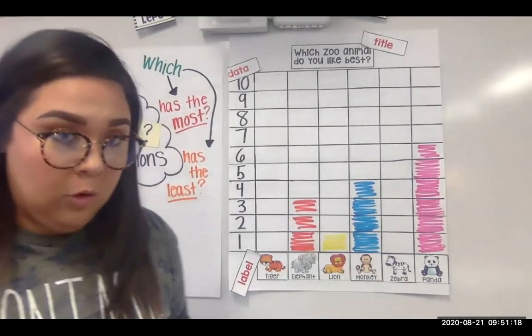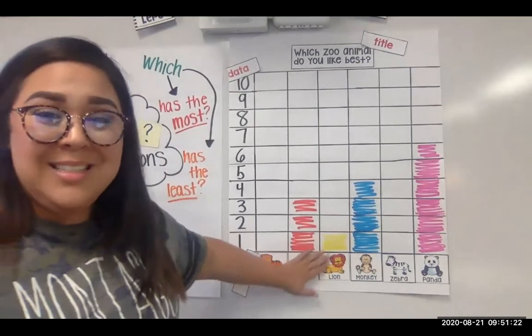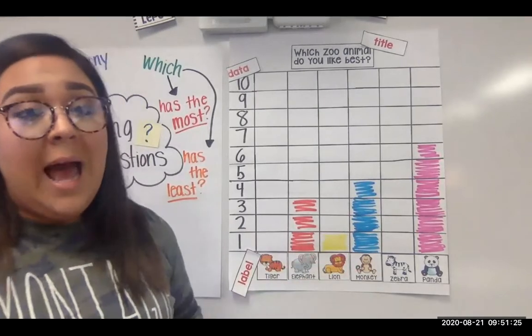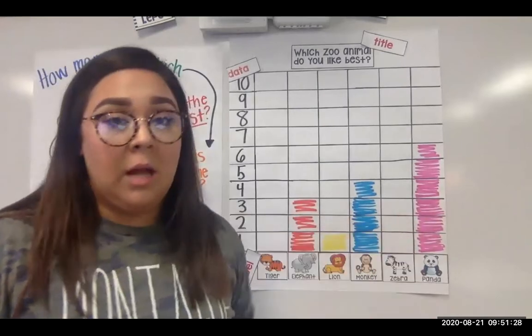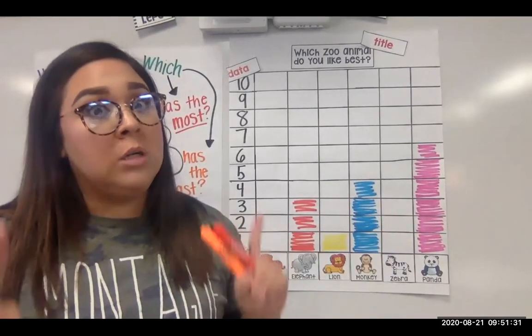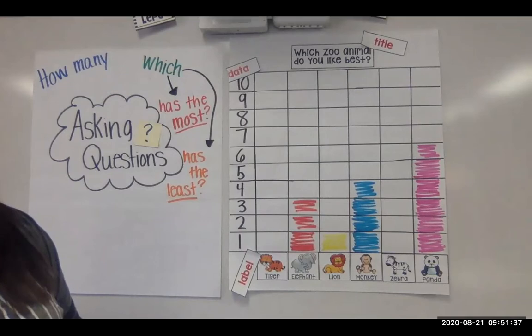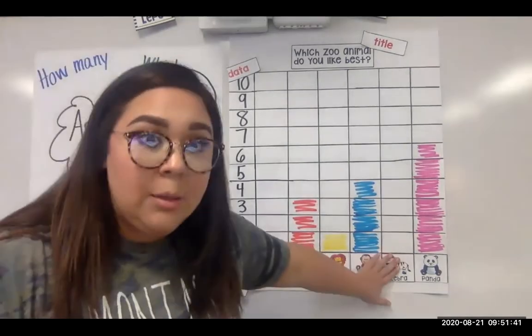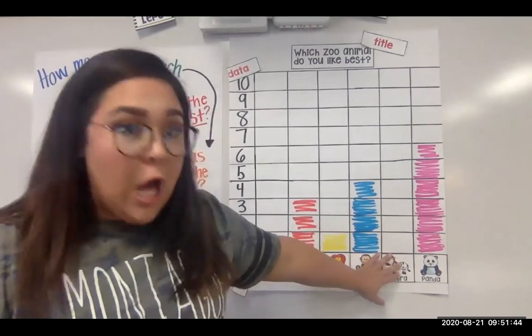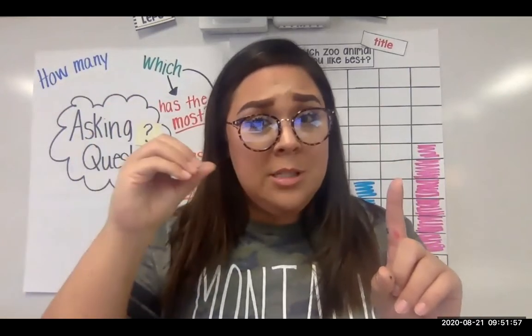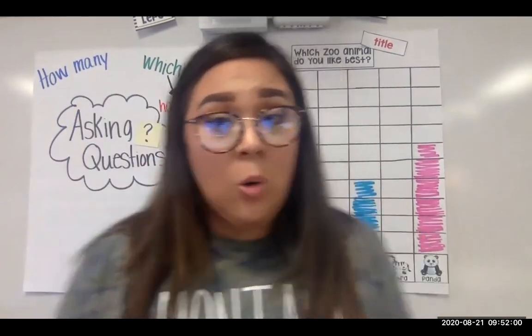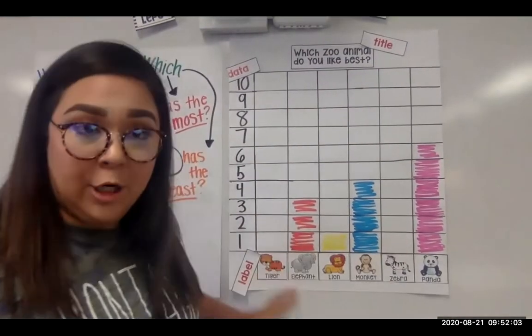Well, if we're not being careful, we might say lion has the least because it only has one vote, which is true. It has the least compared to elephant, monkey, and panda. But which two really have the least? I'm going to give you a hint. It's the one that has no votes. So tiger and zebra have the least because they have no votes. If you had a choice between zero ice creams or one ice cream, which one would you rather have? That one ice cream. But does zero ice cream still matter? It does because it was a choice, okay? So your zeros still matter.